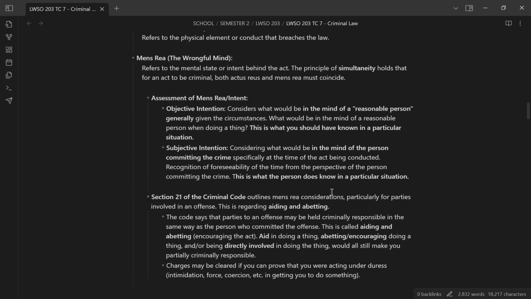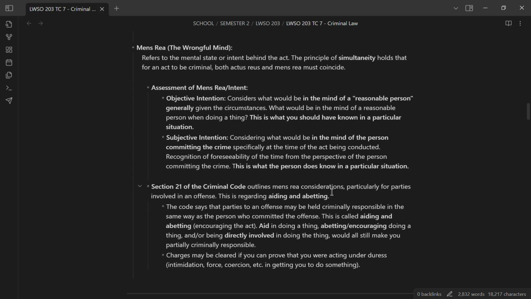Yeah, so just to go over that again really quickly, we assess mens rea through two different things. Objective intention, which is where we're considering what would be in the mind of a reasonable person, what you should have known as the defendant. And subjective intention, what is in the mind of the actual person doing the thing, what is the defendant thinking specifically, right?